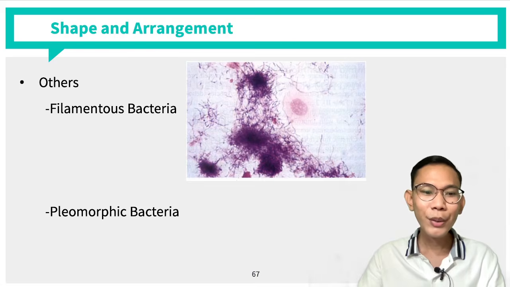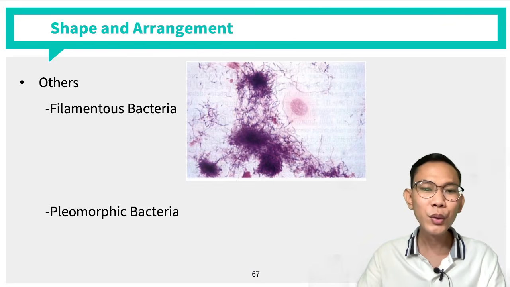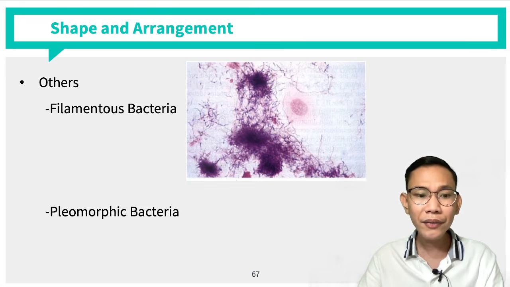We still have other shapes and arrangements. So we have also your filamentous bacteria, as what you can see in your gram stain, really a filament. So these are bacteria that are long, thin, and filament shaped. They sometimes divide to form branches resembling strands of your hair or your spaghetti, called your mycelium. So example of this is your actinomycetes.